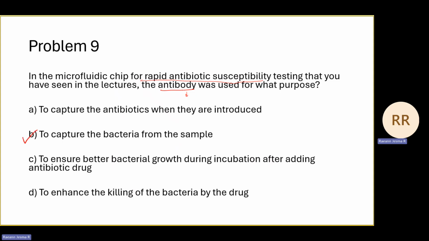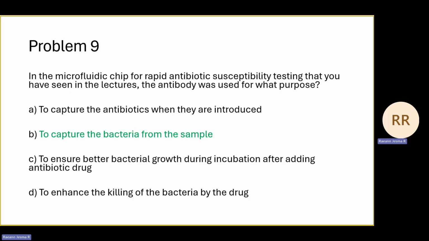This is because the antibody will bind to the antigens in the bacteria. These antigens will be present on the surface of the bacteria or in the outer membrane of the bacteria. Another important thing is that an antibody will recognize only one specific antigen. So depending on the nature of the antigen, the antibody will just bind to one type of bacteria. However, in certain cases, it may bind to the wrong antigen as well. But in that case, we'll get some false positive results. So the answer for this question is option B, to capture the bacteria from the sample.